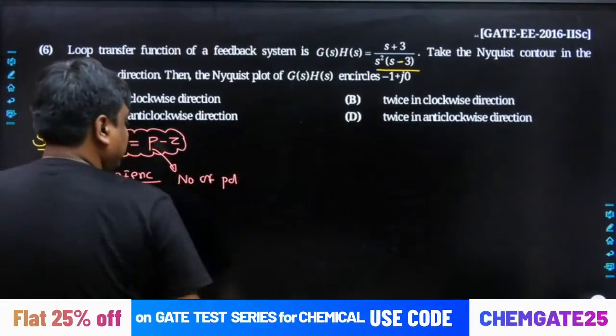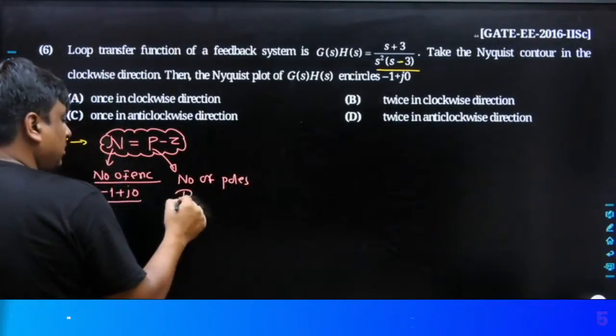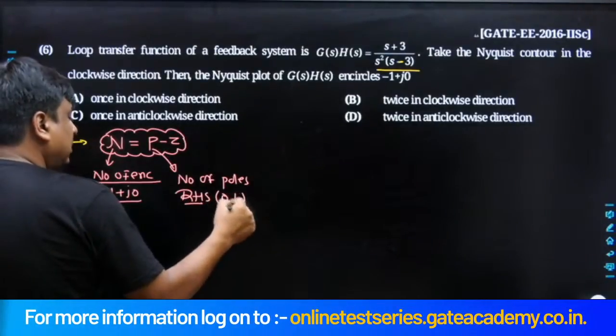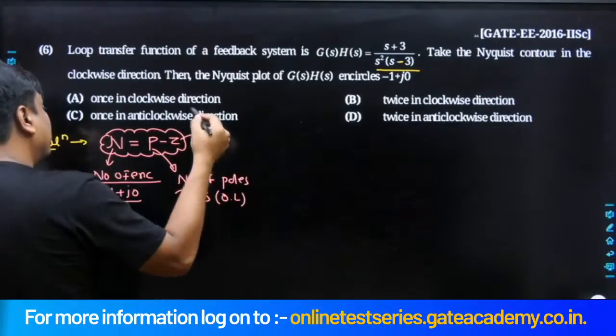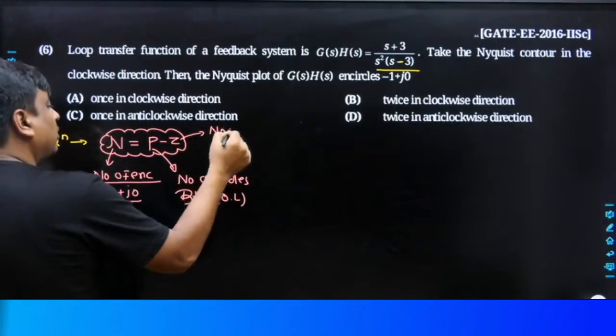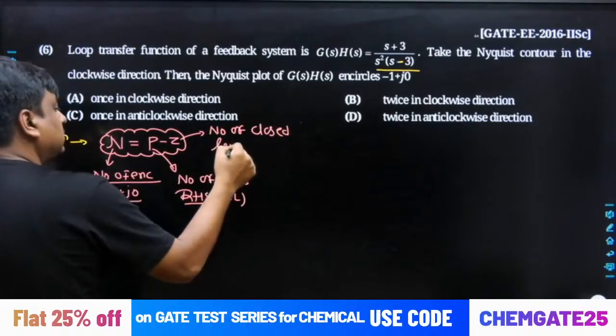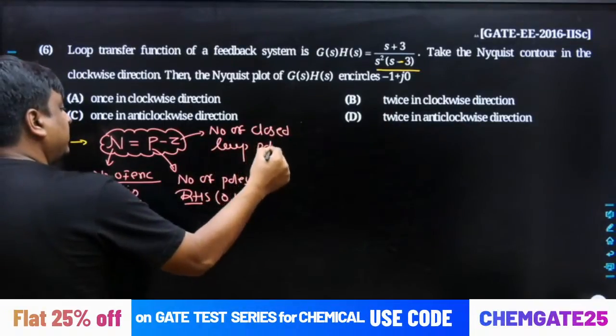Poles towards the right hand side. Which pole? The open loop poles in the S plane. And here, the number of closed loop poles towards the right hand side.